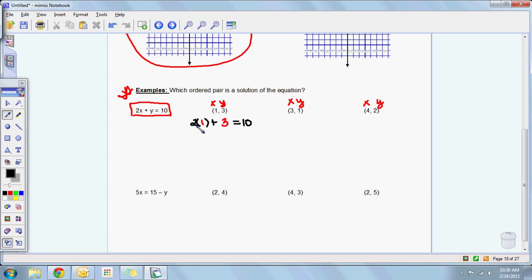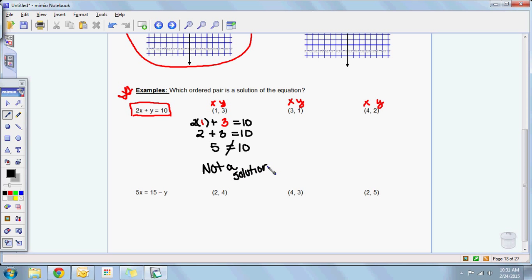Remember to use order of operations. 2 times 1 is 2 plus 3 should equal 10. Let's see. 2 plus 3 is 5 equals 10. Uh-oh. Does it? No. 5 does not equal 10. So what that means is this ordered pair is not a solution to this equation. Okay? This would not be a point on this line. So what you're going to do is write not a solution.